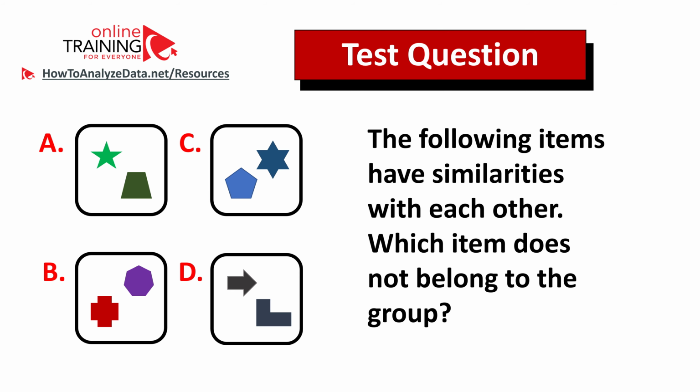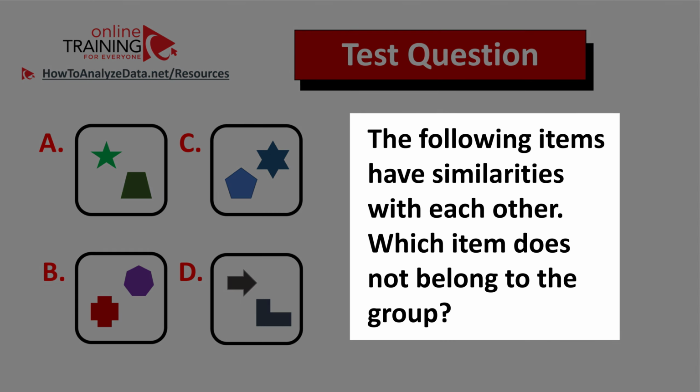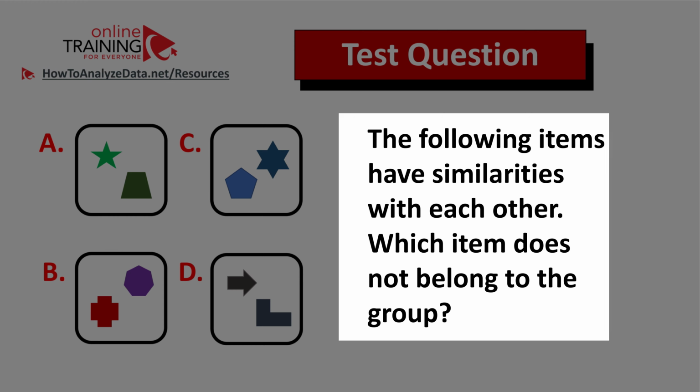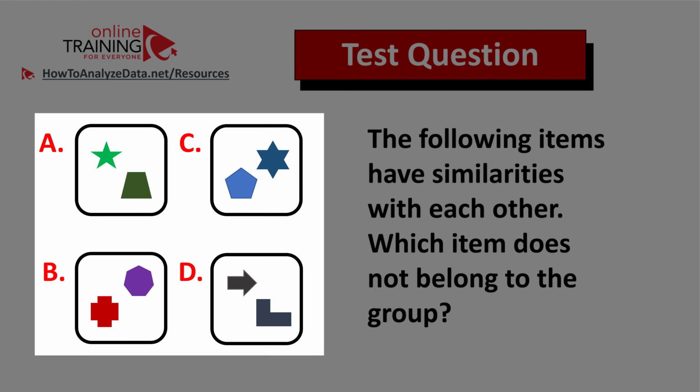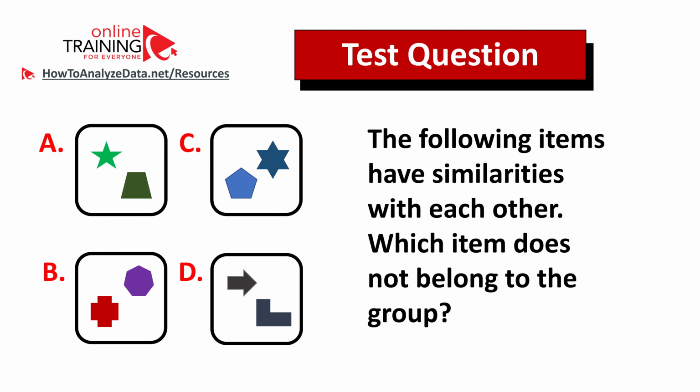Let's look at the interesting question which tests your pattern recognition skills. The following items have similarities with each other. Which item does not belong to the group? You're presented with 4 different choices. Each choice has 2 shapes inside. Choices A, B, C, and D. Do you see the items that might be different from the others? Spend some time, possibly 10 to 15 seconds, to think about it. Maybe pause this video to see if you can come up with the solution on your own.